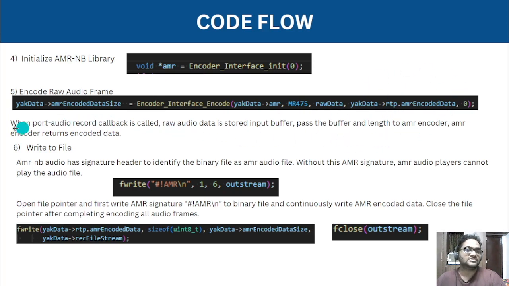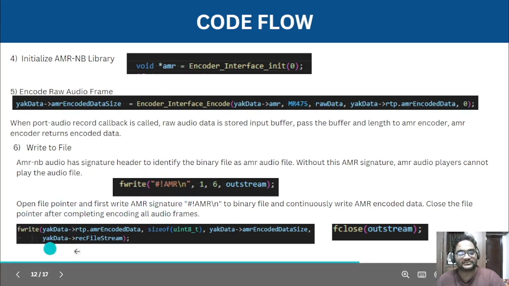Okay, so now the PortAudio callback is called, raw audio data is stored in the input buffer, we pass the buffer and let AMR encode the data. Once the data is encoded, we write to the file. The first 6 bytes of the AMR file are nothing but a header, which tells that this is of the type AMR, and we will write the entire encoded data into the stream continuously. So first we get 160 samples, we encode, and that encoded size will be close to 13 bytes. That data we are writing here, and then finally we are closing the stream after all the data is written.